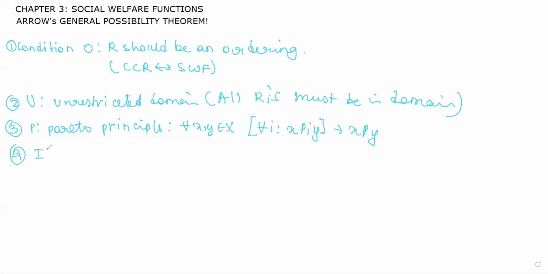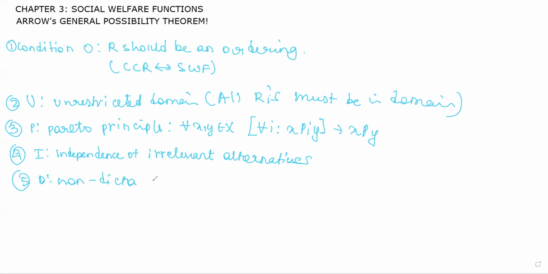I, independence of irrelevant alternatives. This will take a little bit of explanation. Let me explain it after I tell you condition five. Condition five is non-dictatorship.